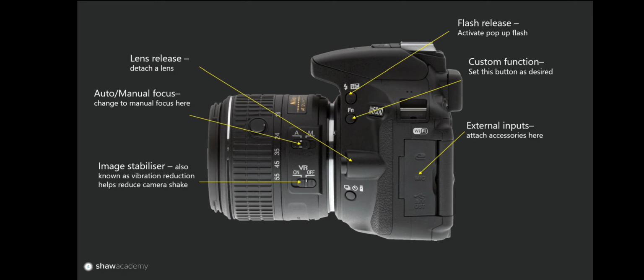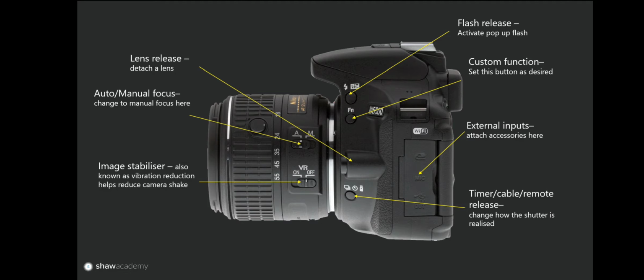We also have external inputs here as well. We can attach accessories like microphones, cable releases, and we can also connect it to our television and so on. And finally then we have our timer cable remote release. So this is just a button. We can also access this through the menu as well, which changes how we capture our photographs.